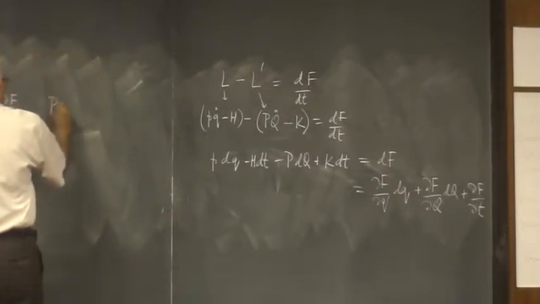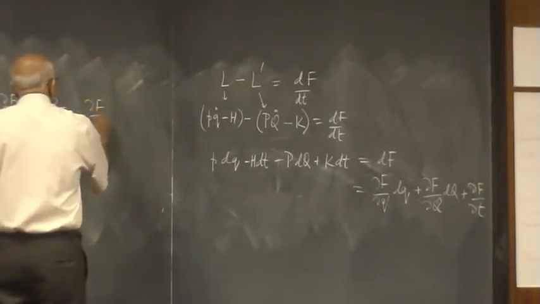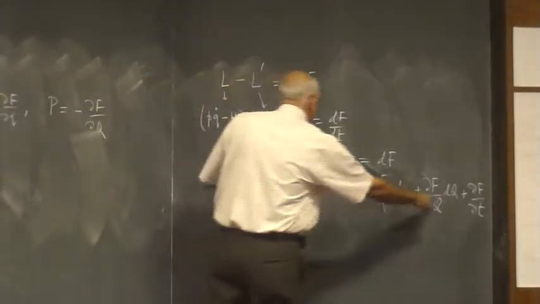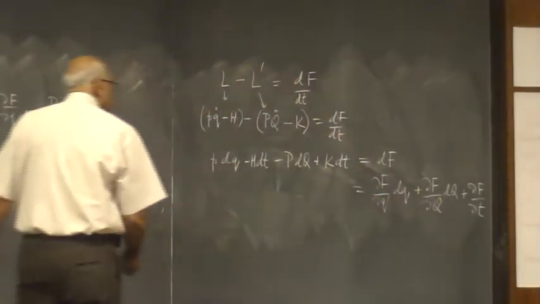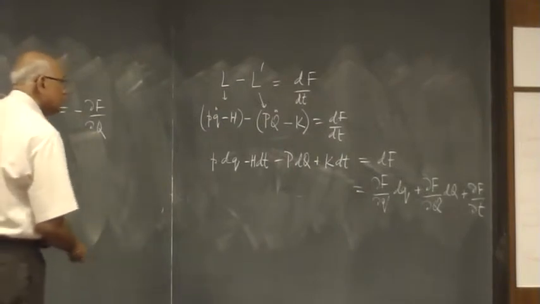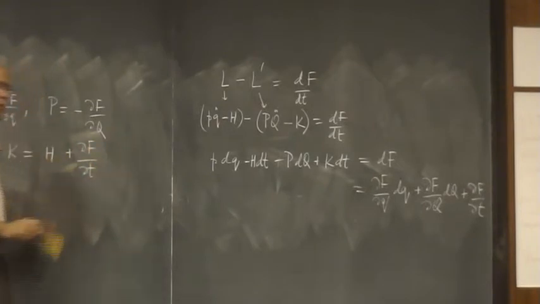Capital P equal to ∂F/∂Q with a minus sign. That's equating these two. And moreover, K, and that's important, is H plus ∂F/∂t. But you've got to be careful about interpreting these equations.